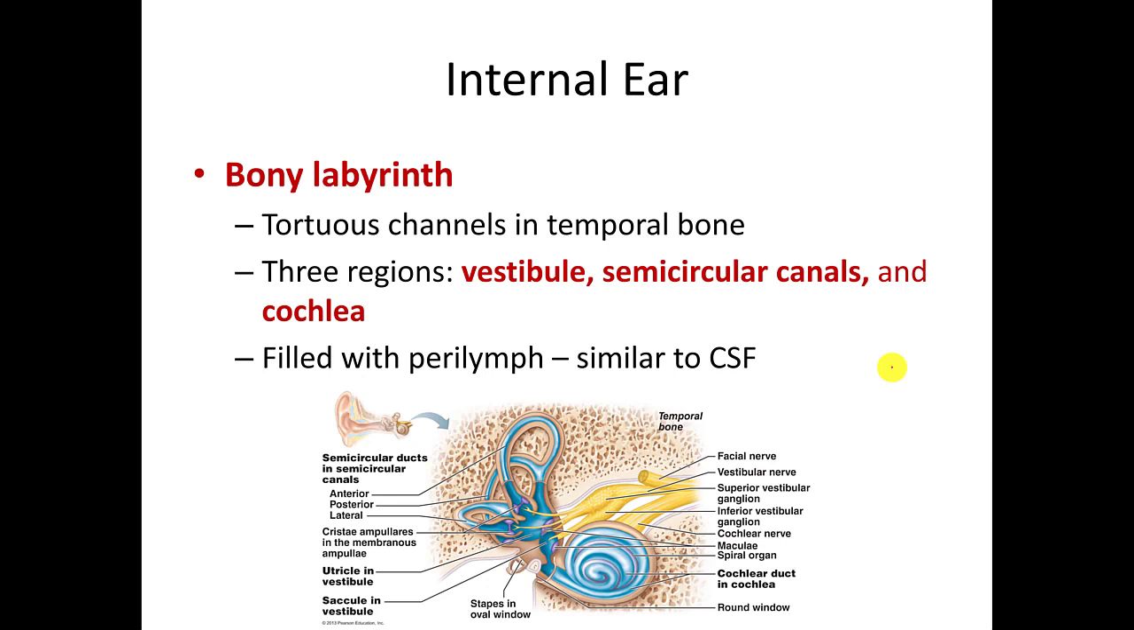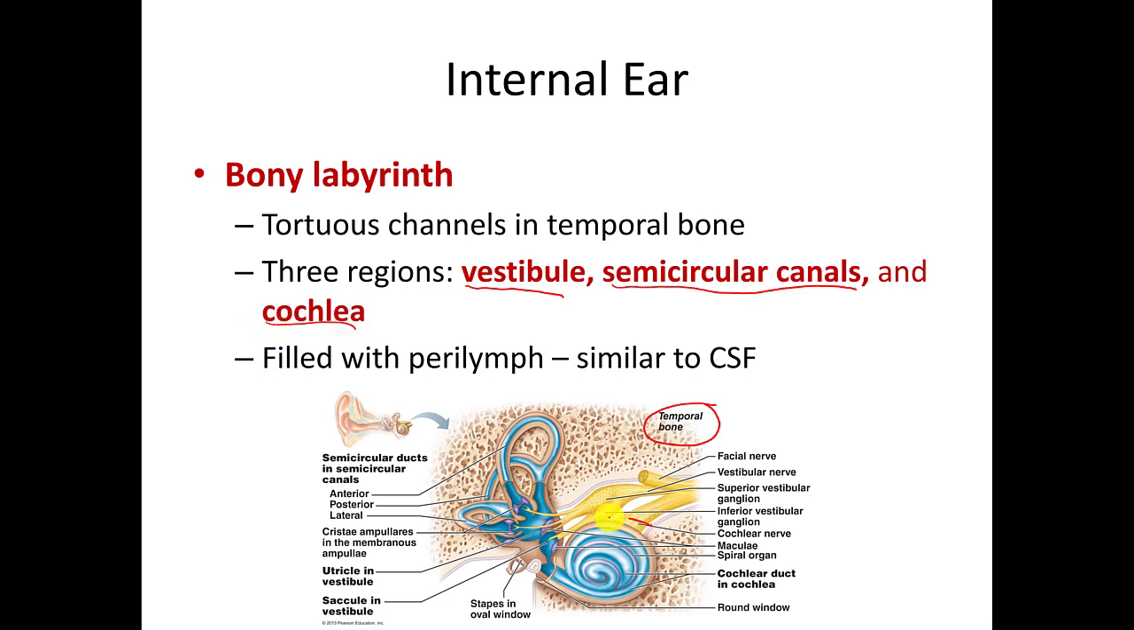Now let's talk a little bit about what we find in the inner ear. The structures of the internal ear are embedded in the bone. They're embedded in the temporal bone. And so we find 3 regions within the internal ear. There is the vestibule, the semicircular canals, and the cochlea.